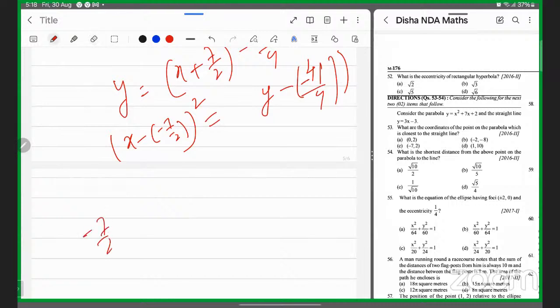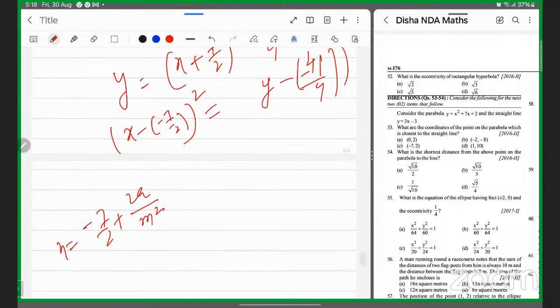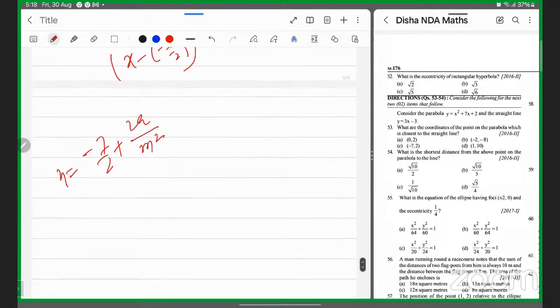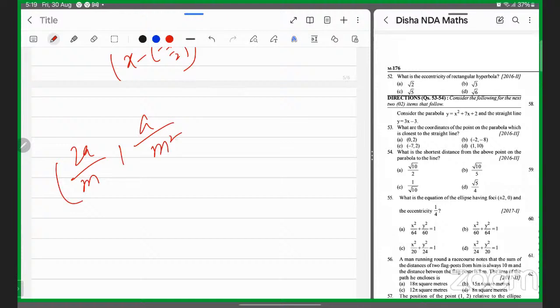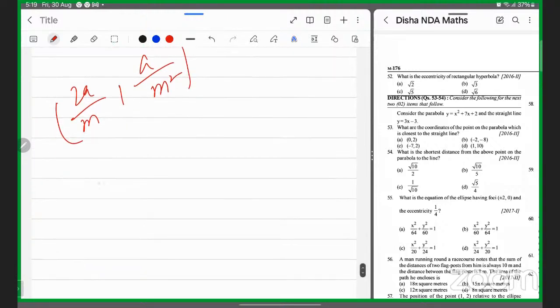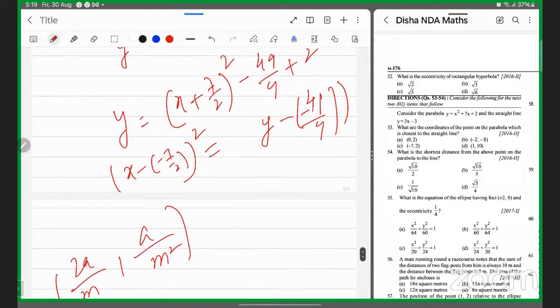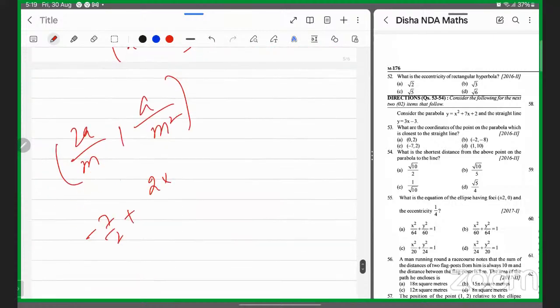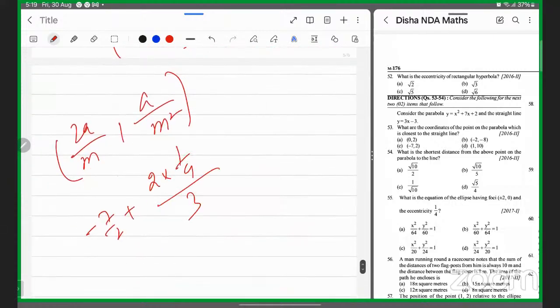So minus 7 by 2 plus a by m square is the x coordinate of the point of contact. This is the upward version. In the upward version, 2a by m upon a by m square. Any problem? So here, minus 7 by 2 plus 2 into 4a, where a is 1 by 4. A is by 3. Any problem?